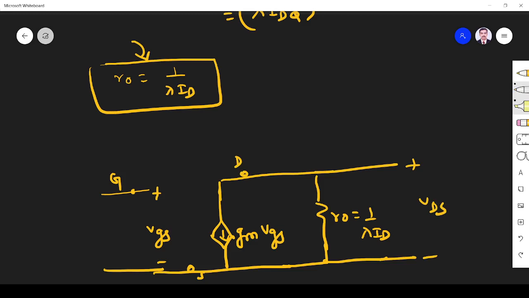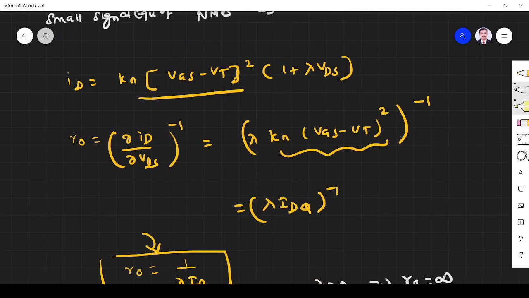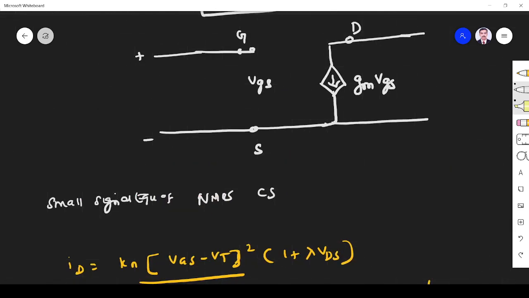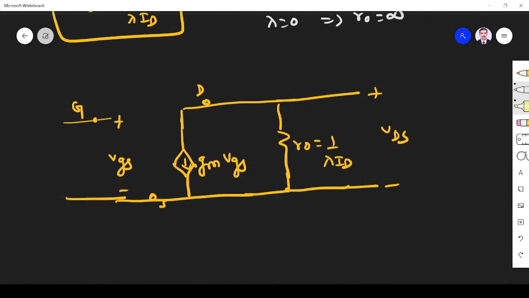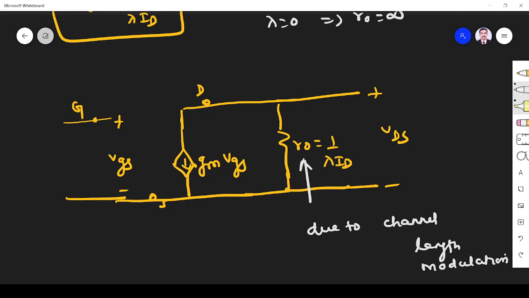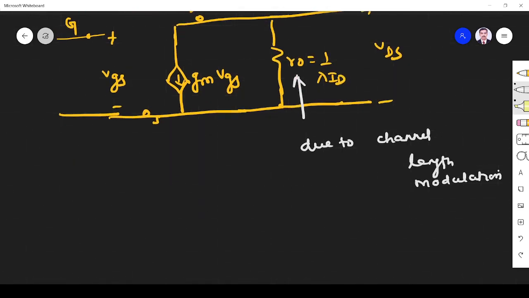So if channel length modulation is 0, that is lambda is equal to 0, it means R naught is equal to infinity. At that time we can neglect this. That's what we have done here. Here we didn't include channel length modulation, so it will become an open circuit. Here we have included it, so it is not infinity, it is some finite value. So R naught is equal to 1 by lambda ID. This R naught is due to channel length modulation. If you want detail about channel length modulation, please refer to my video on channel length modulation. Right? Okay. So this is this one.